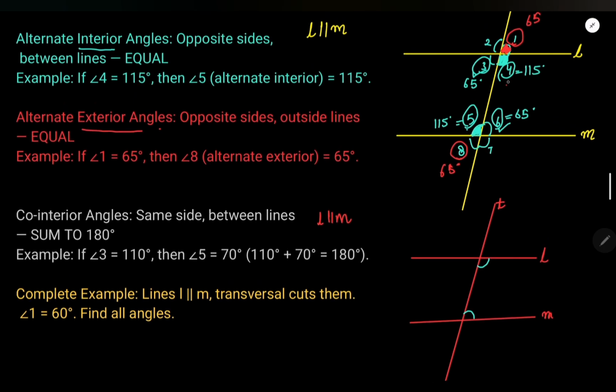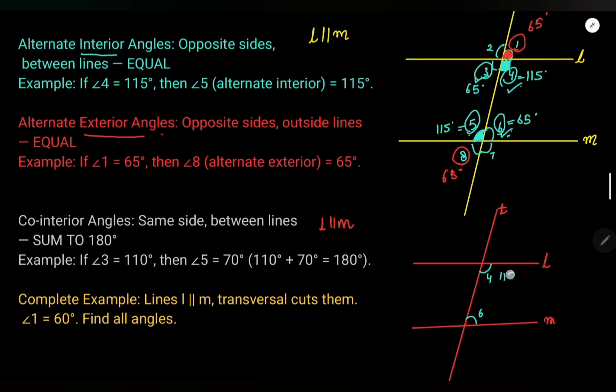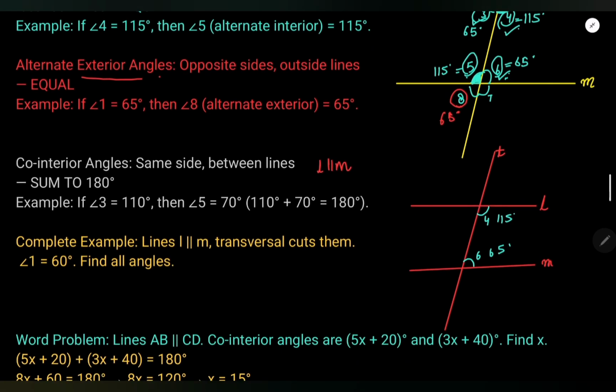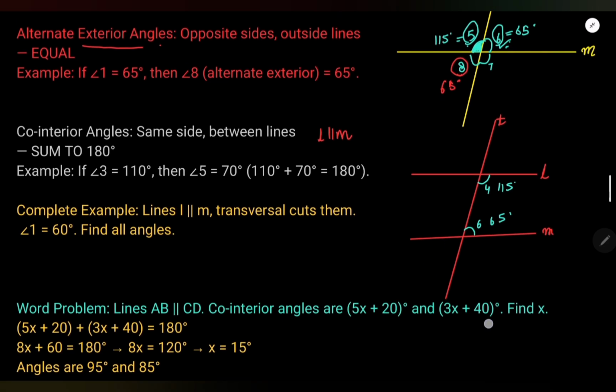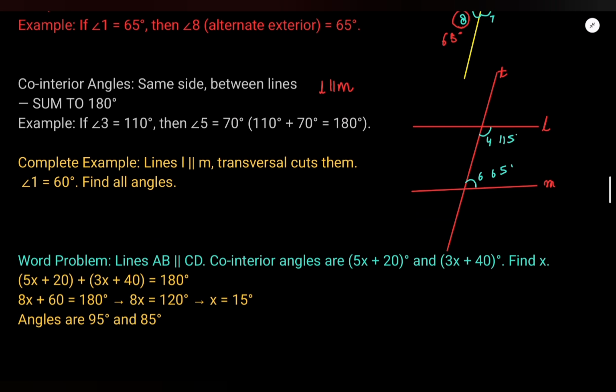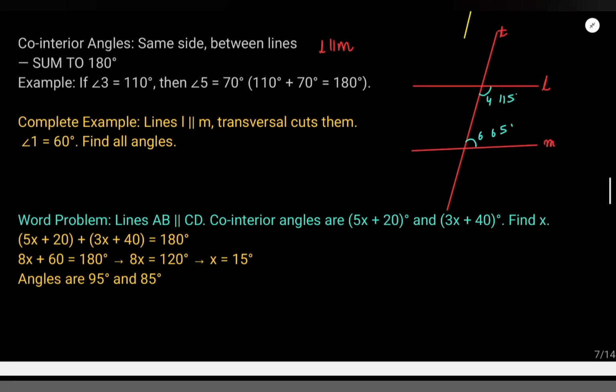Okay, like look here. If you see angle 4 and 6, 4 and 6 are called co-interior. If you see here, 4 is 115, 6 is 65, right? Then they are called co-interior angles. Okay. Now we have a problem. We have a question here.